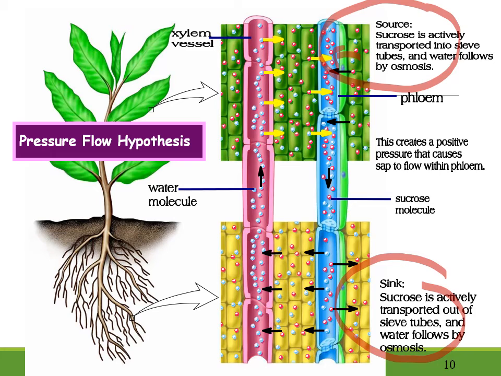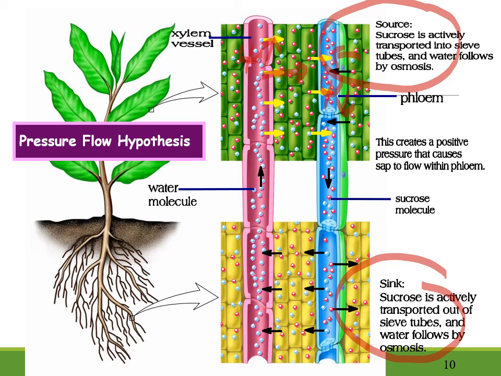The companion cell supplies ATP. The water potential within the phloem is lower than the water potential in the xylem. So the water potential in the xylem is higher than the water potential in the sieve tube, so the water will move. Water from the xylem diffuses into the sieve tube by osmosis.